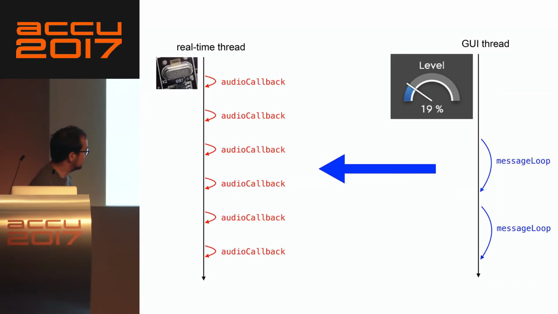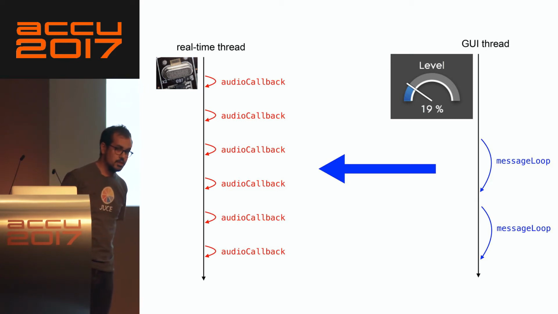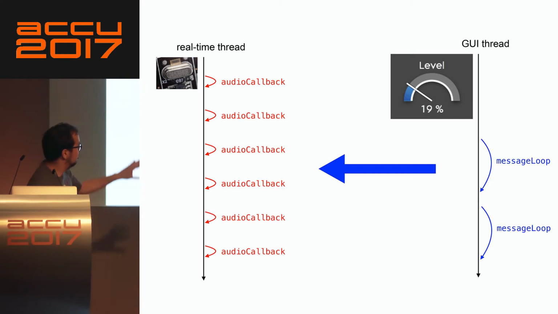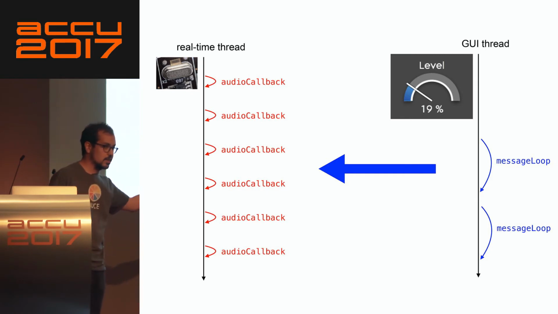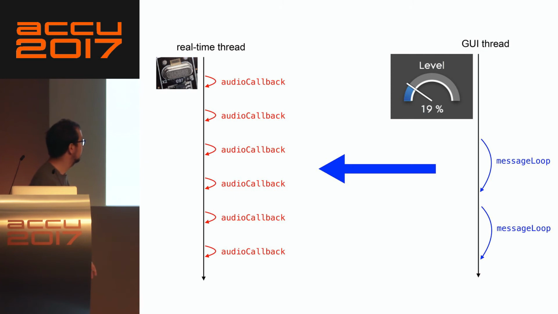So what we have here is a GUI thread on the right, which is controlling your user interface. You have some kind of knob there with which you can control the volume of the sound, and that's just going to be a floating point number. Then you have another thread, which is the real-time thread, where it's going to use that number in a computation that actually computes the sound.